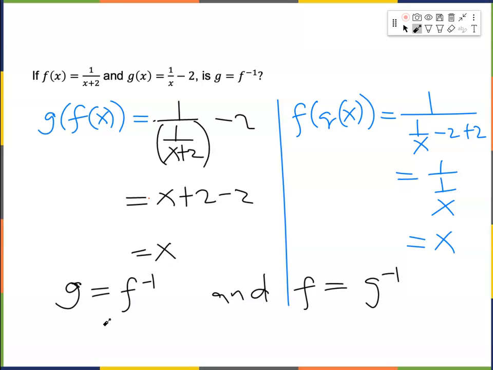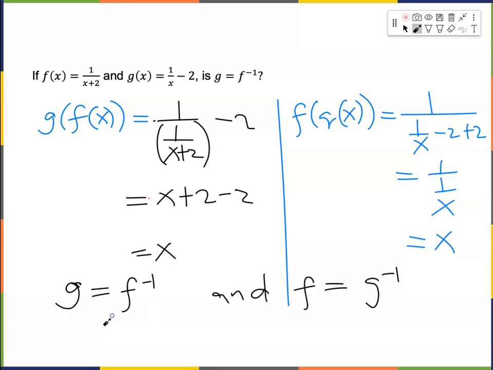Okay, an example here. If f of x is equal to 1 over (x plus 2) and g of x is equal to 1 over (x minus 2), is g equal to f inverse? We can check with g of f of x and f of g of x. Let's start with g of f of x. We start with f of x, 1 over (x plus 2), and substitute that for the x of g of x. So we have 1 over (x plus 2) minus 2. If we get the reciprocal of 1 over (x plus 2), that becomes just x plus 2. Minus 2, 2 minus 2 is 0, so it is equal to x. Therefore, g is equal to f inverse.